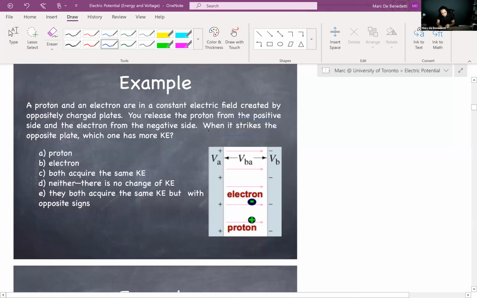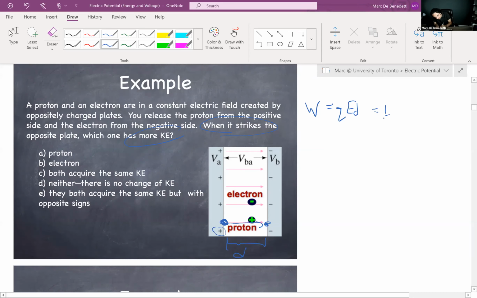Here they talk about kinetic energy. This one's more relevant because we've introduced the notion of energy now. So which one is going to obtain more kinetic energy? Well, we know the work done on a charged particle is QEd. So if we release a proton from here, it will feel a repulsion from these positive charges, and it will move toward this plate. By the time it reaches this plate, it will have moved a distance d.